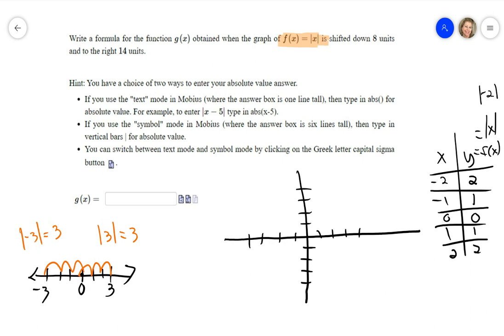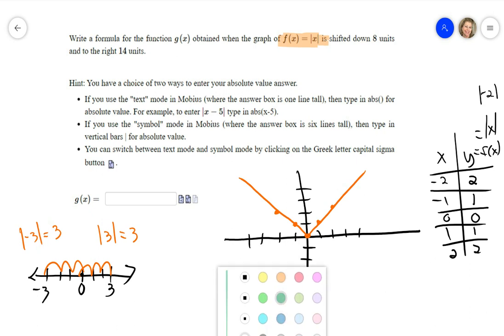Okay, so if I were to graph this, -2, +2 is here. -1, +1, 0, 0, 1, 1, 2, 2. It is actually the graph of a V. Absolute values are V's.